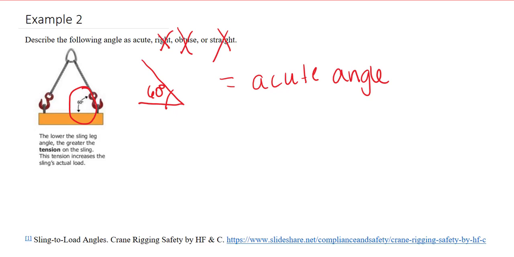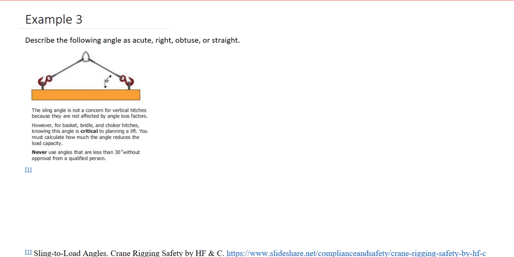Now let's do the next example. Example 3: we're going to describe the following angle as acute, right, obtuse, or straight. We can see that this one is way further out. The number is 30 degrees. As acute is between 0 and 90, we know that 30 degrees is an acute angle.